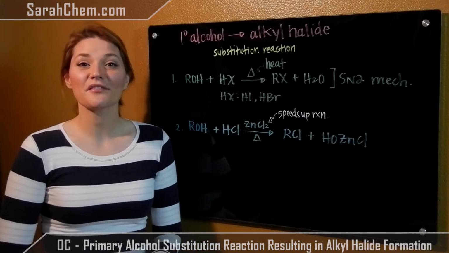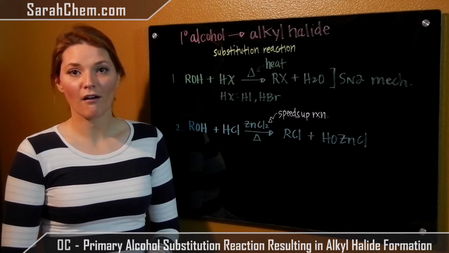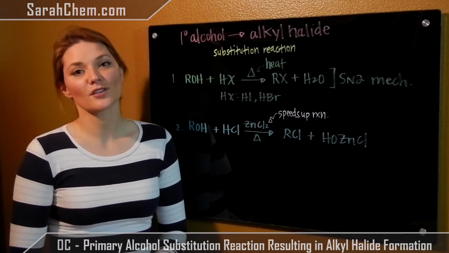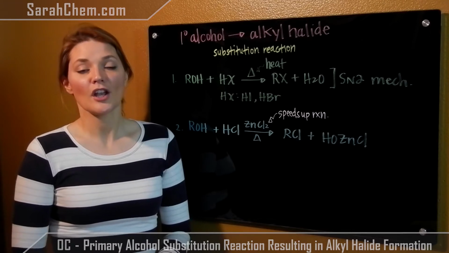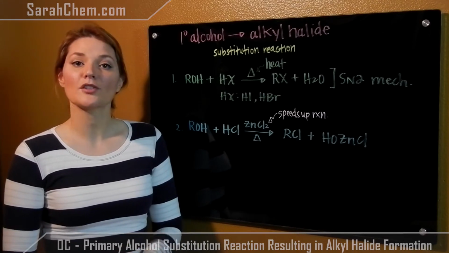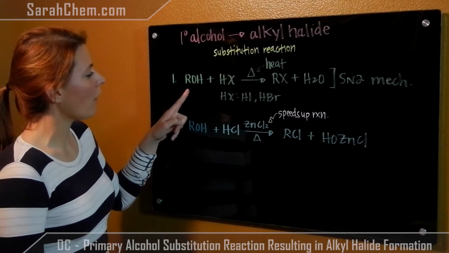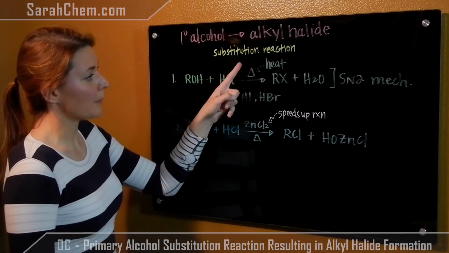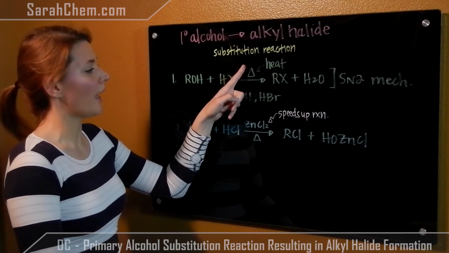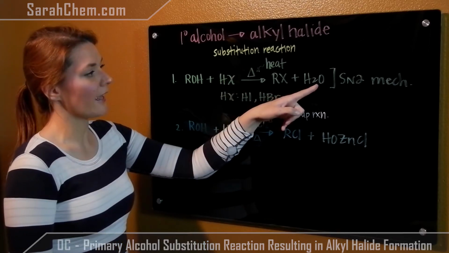Hi everyone, this is a video tutorial for primary alcohol substitution reactions that result in the formation of an alkyl halide. For a primary alcohol, there are going to be two reactions that we want to take a look at. The first one has the primary alcohol reacting with HX in the presence of heat to speed the reaction up and forming our alkyl halide and water.